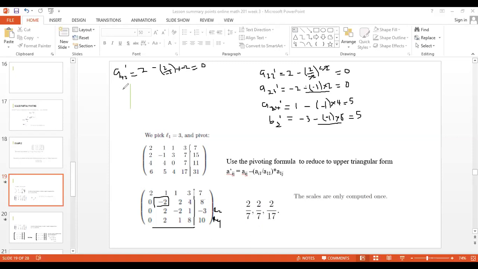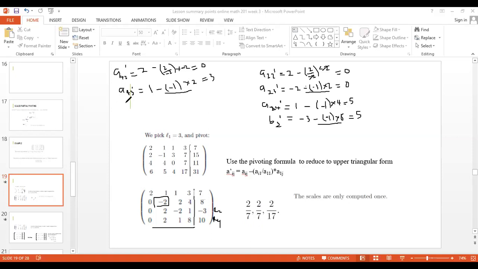Then we have A43 new will give us, we got that is 1 minus -1, okay, times what? Times 2. So this gives us +2. That's +2 plus 1 is 3.